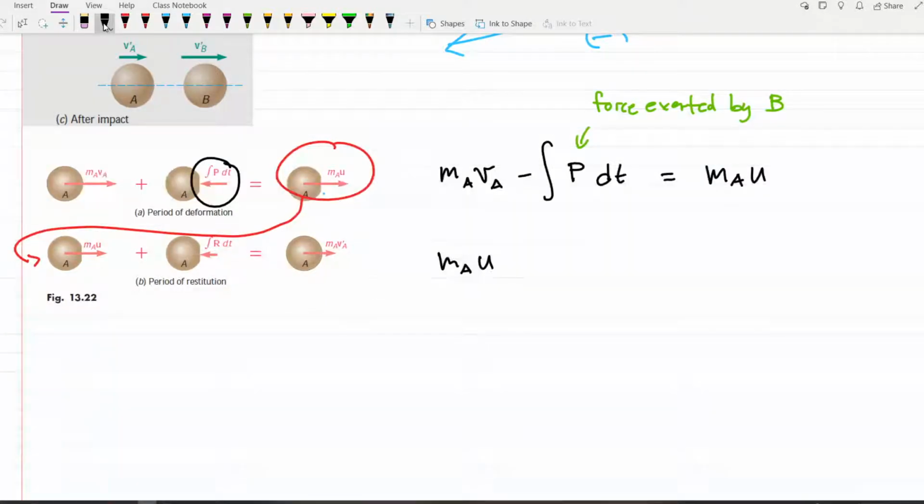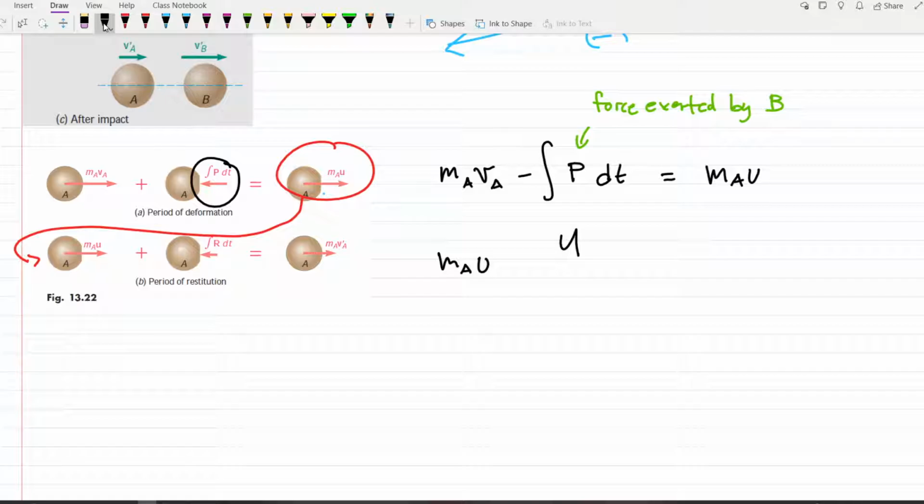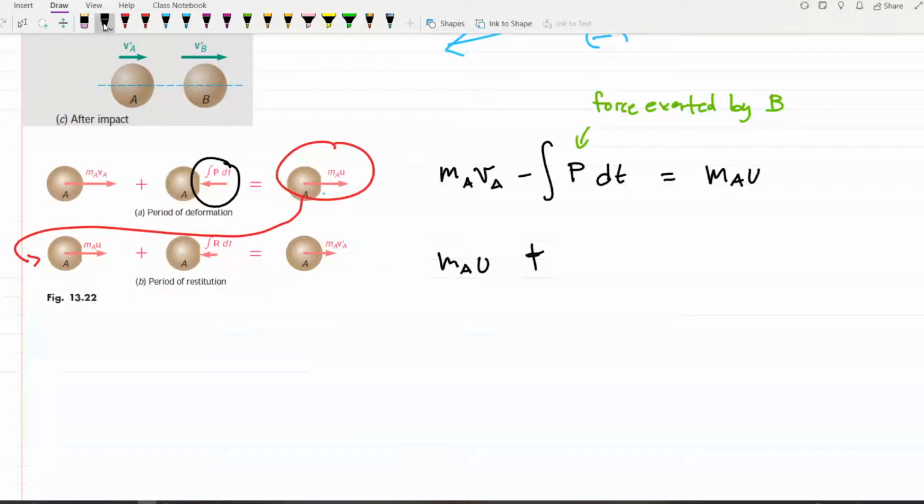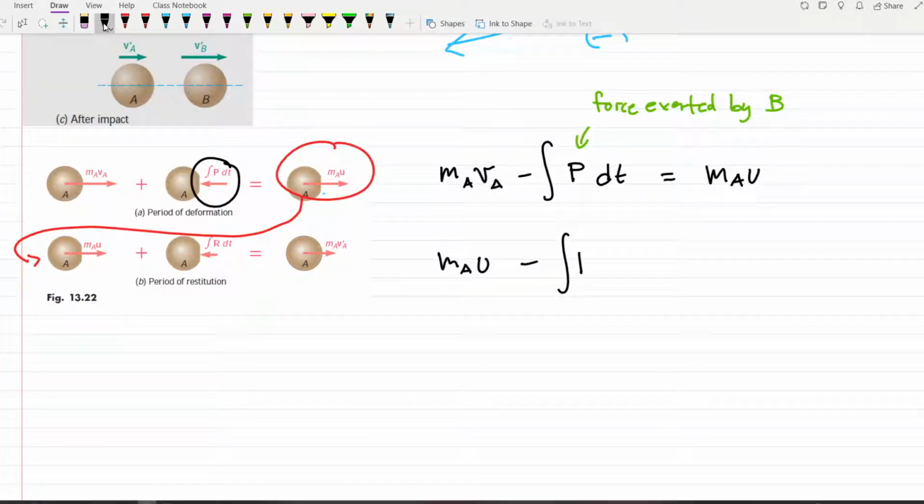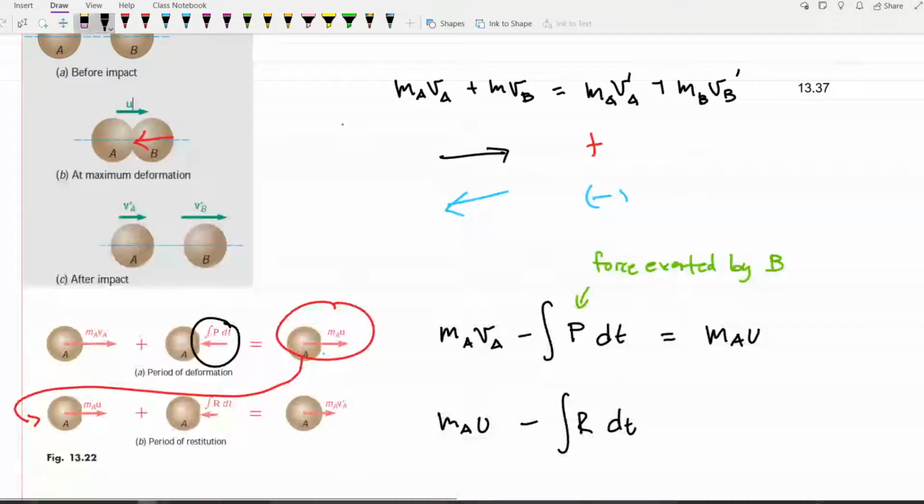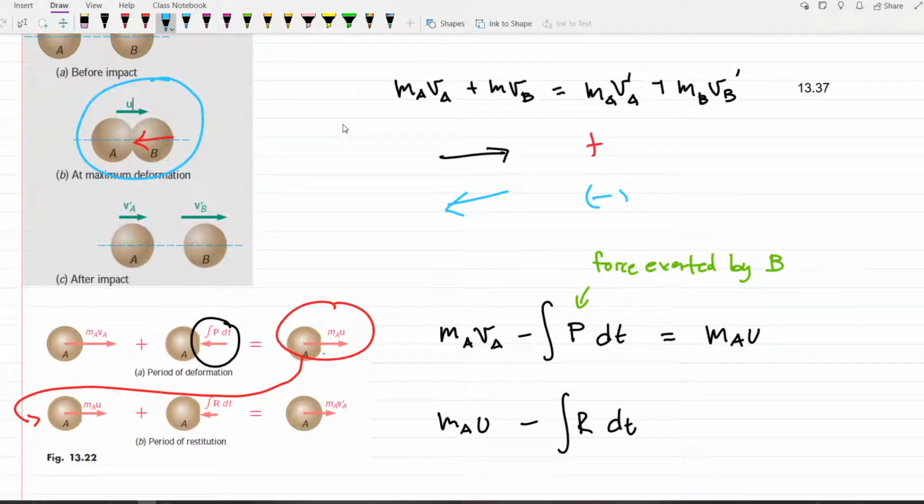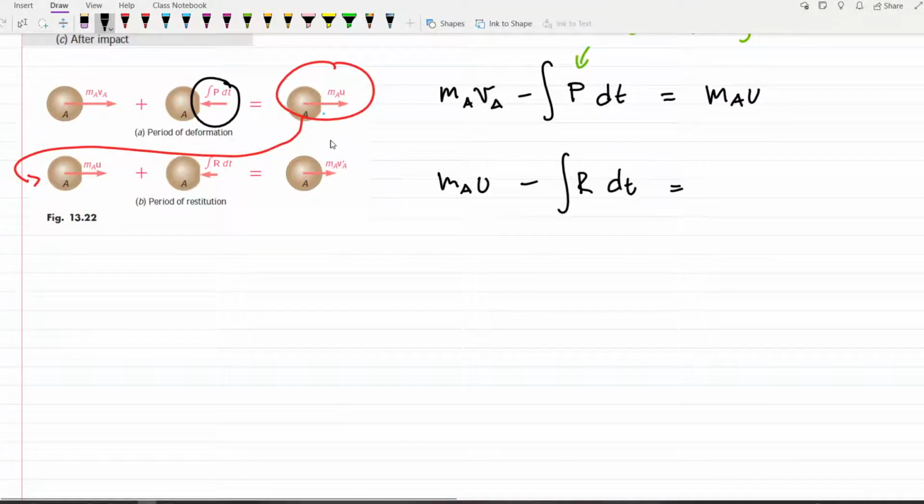So mass of A times the velocity U, minus the integral of R dt. What is R? It is the force. It is still the force exerted by B, since imagine we are still at this time, but the deformation is over; B still exerts a force, but they are now moving toward this point, which is equal to the final.